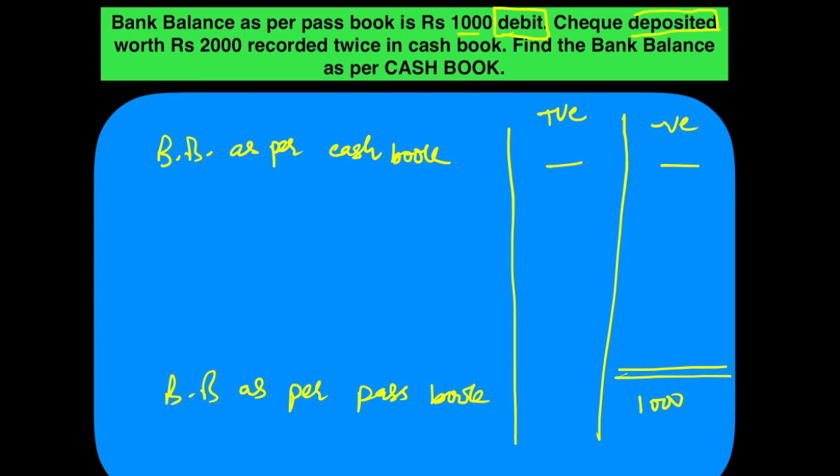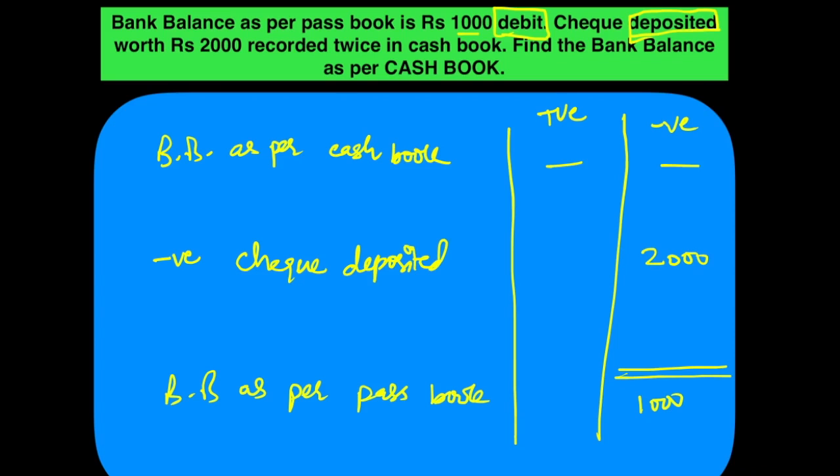We have talked about this in BRS. If it is issued, that means it's a negative. If it is deposited, which means we are supposed to receive money. So it has been recorded twice, which means it has been added twice in the cash book. So we are supposed to reduce it once again. So what are we going to do? We are going to reduce check deposited in the cash book by rupees 2000.